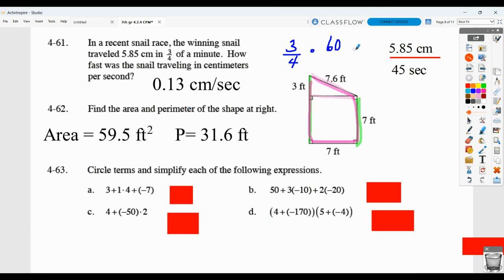Now, you could have also found the area of this by looking at it as a square with a triangle, and that's fine too. But again, you should get the same answer, and I should see the work.